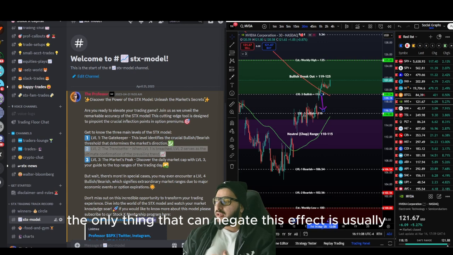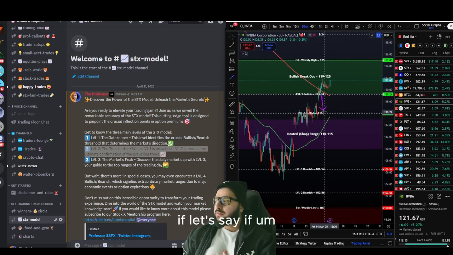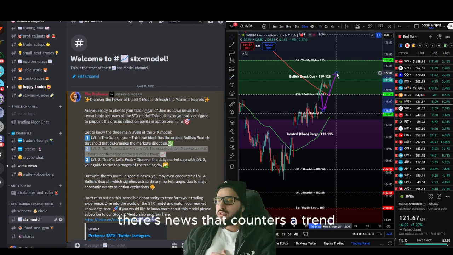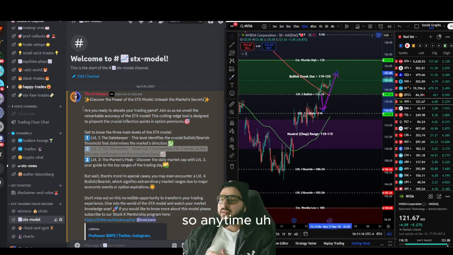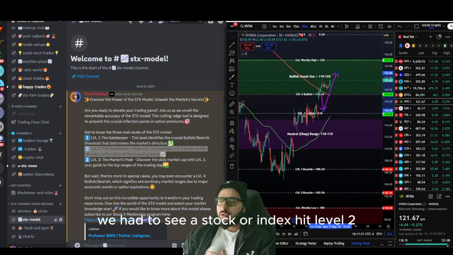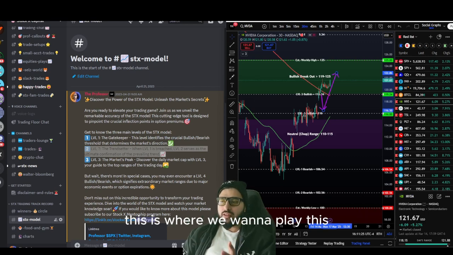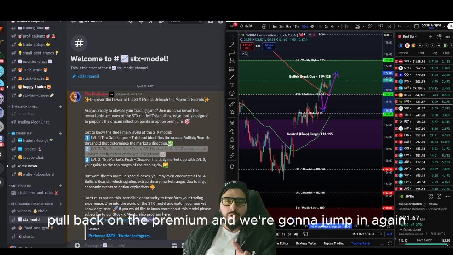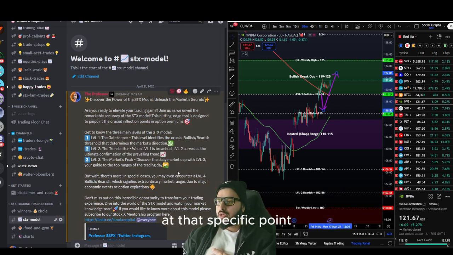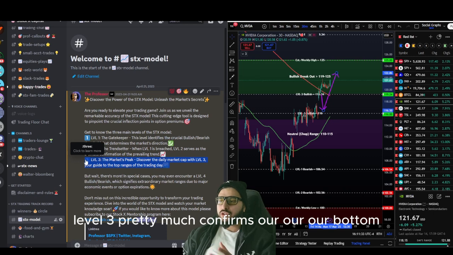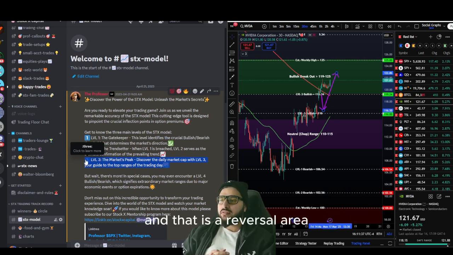The only thing that can negate this effect is usually if there's news that counters the trend. So anytime we see a stock or index hit level 2, bullish or bearish, we know exactly that, okay, this is where we want to play this. We're going to wait for a little bit of pullback on the premium, and we're going to jump in again at that specific point. Level 3 pretty much confirms our bottom, and that is a reversal area.